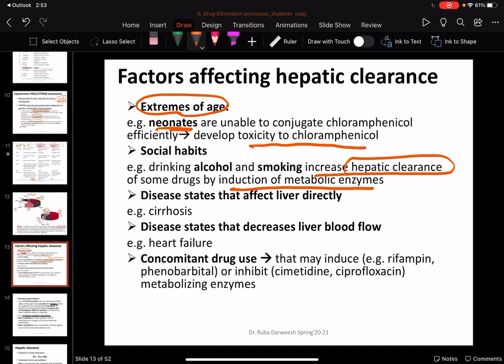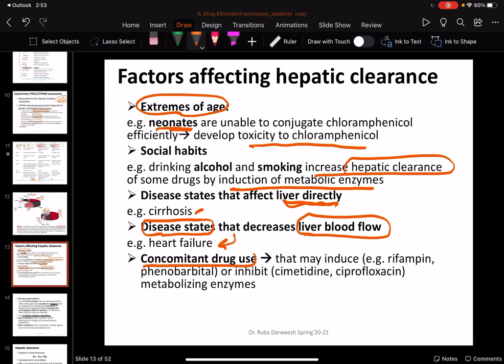Disease states that could affect the liver directly, such as liver cirrhosis, which make it not efficient for the liver to work through metabolism or elimination pathways. Disease states that would affect the liver indirectly by affecting the liver blood flow, such as heart failure. If we have heart failure, then the cardiac output to the liver would be affected. So accordingly, the clearance through the liver would be affected.